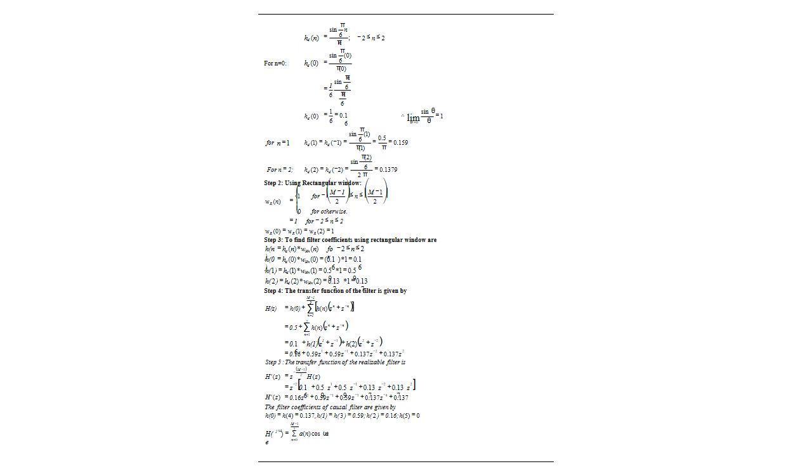So step 5 is the transfer function of the realizable filter. That is H dash of z is equal to z power minus (M minus 1) by 2 into H of z.